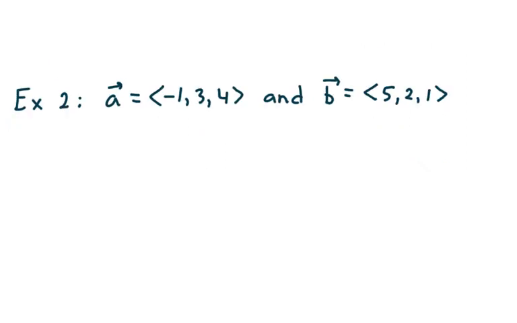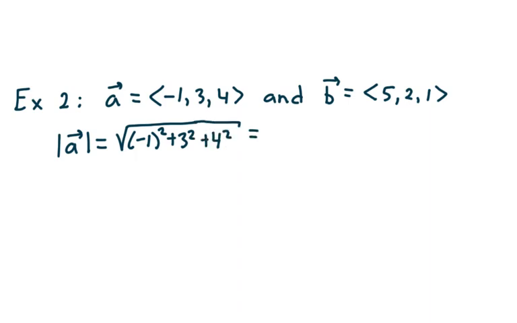Example 2. I left a little room there. If A is equal to the vector negative 1, 3, 4, and B is the vector 5, 2, 1, we want to find the angle between the vectors. Okay, so the magnitude of A is the square root of negative 1 squared plus 3 squared plus 4 squared. So I'm just trying to do the hard work here. And so that's the square root of 26.